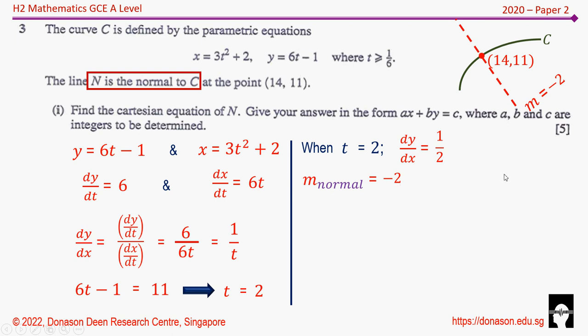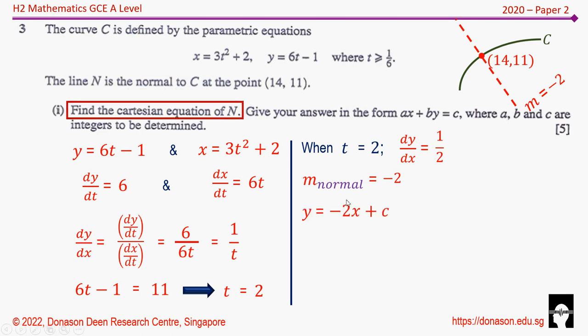Now how should the equation of a straight line look like? Of course it should be of the form y = mx + c, where m is the gradient. Since we already know the gradient of the normal is -2, I'm just replacing the gradient with -2. So we get y = -2x + c. We still do not know the value of the y-intercept of the straight line. So in order to find the value of c, we need to know one set of coordinates that the line passes through.